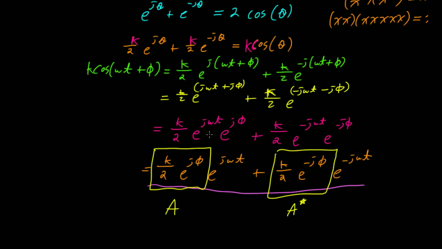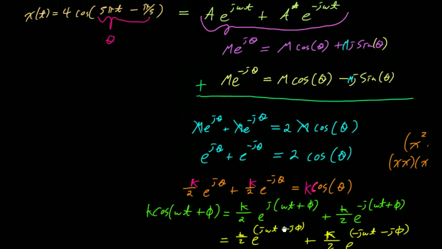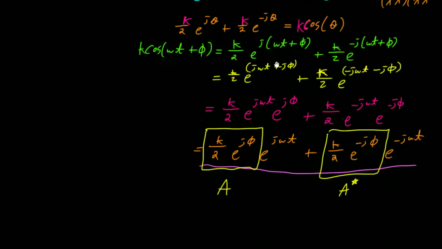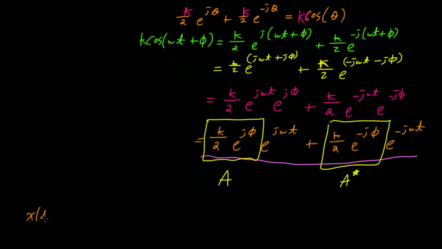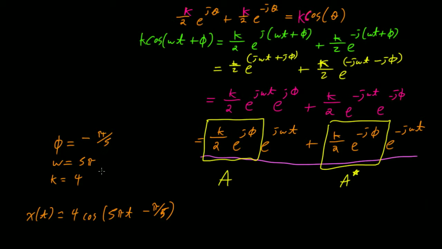So now, if I want to represent this number, I'm going to rewrite this down here: 4 cosine of 5 pi t minus pi over 5. If you remember from the beginning, our x of t was equal to 4 cosine of 5 pi t minus pi over 5. I can see really quickly that my omega is equal to 5 pi. My k is equal to 4, that's that 4 right there. And my phi, my phase, is equal to minus pi over 5.